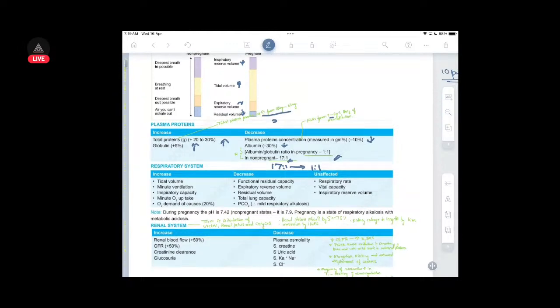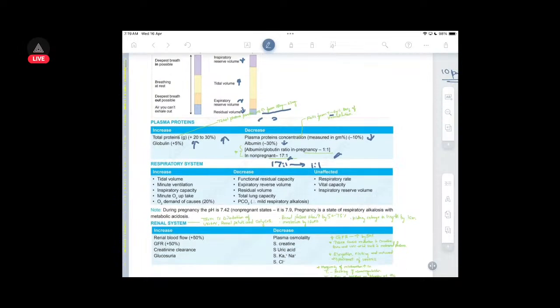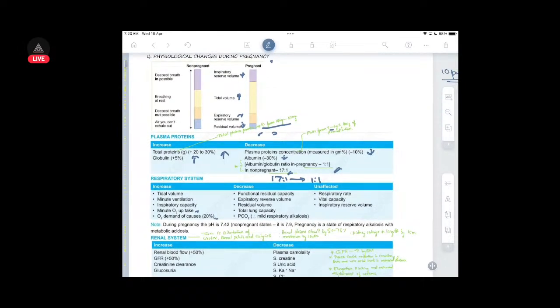In the respiratory system, this much is enough. Minute oxygen intake and oxygen demand can increase. There will be a decrease in functional residual capacity and expiratory reserve volume. Inspiratory reserve volume will not be affected. There, given inspiratory reserve volume will be decreased. I don't know what they want.